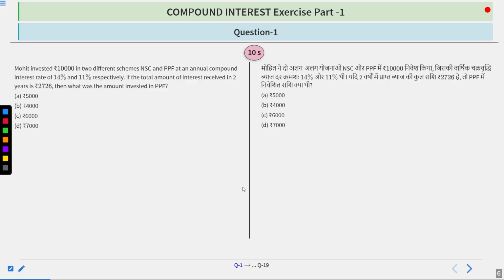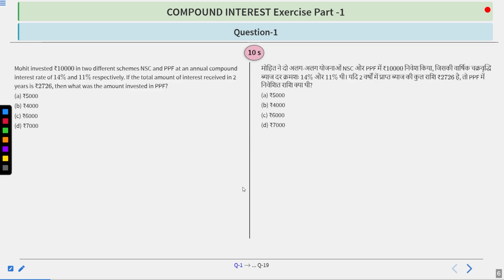Now moving on to the questions. Question says that Mohit invested rupees 10,000 in two different schemes, NSC and PPF, at an annual compound interest rate of 14% and 11% respectively. If the total amount of interest received in 2 years is rupees 2,726, then what was the amount invested in PPF?